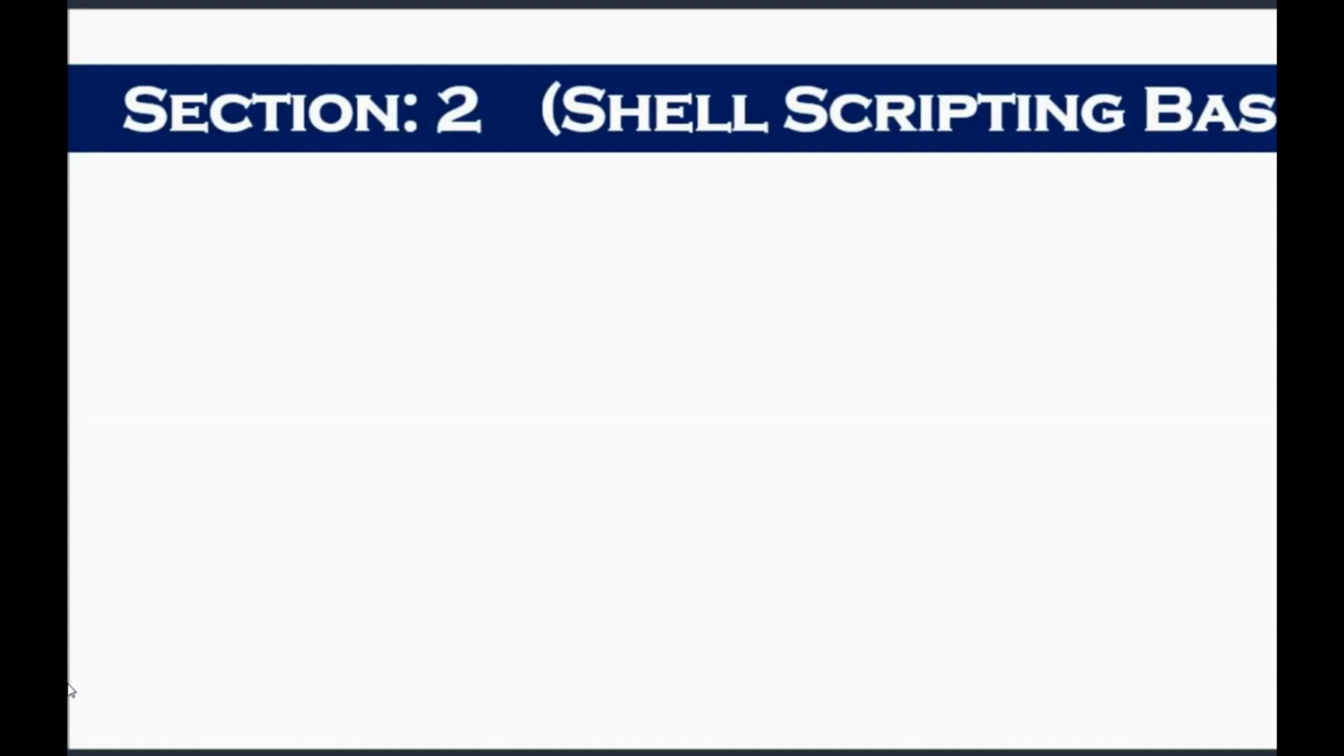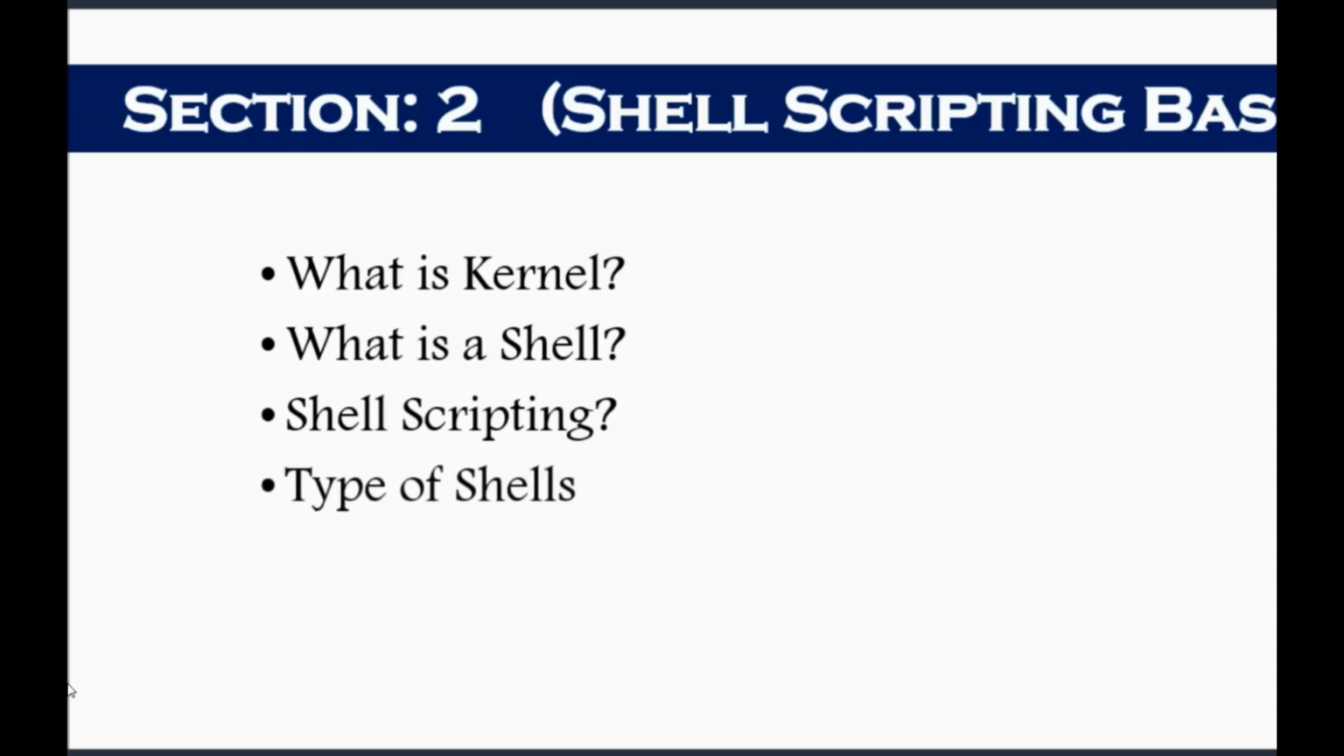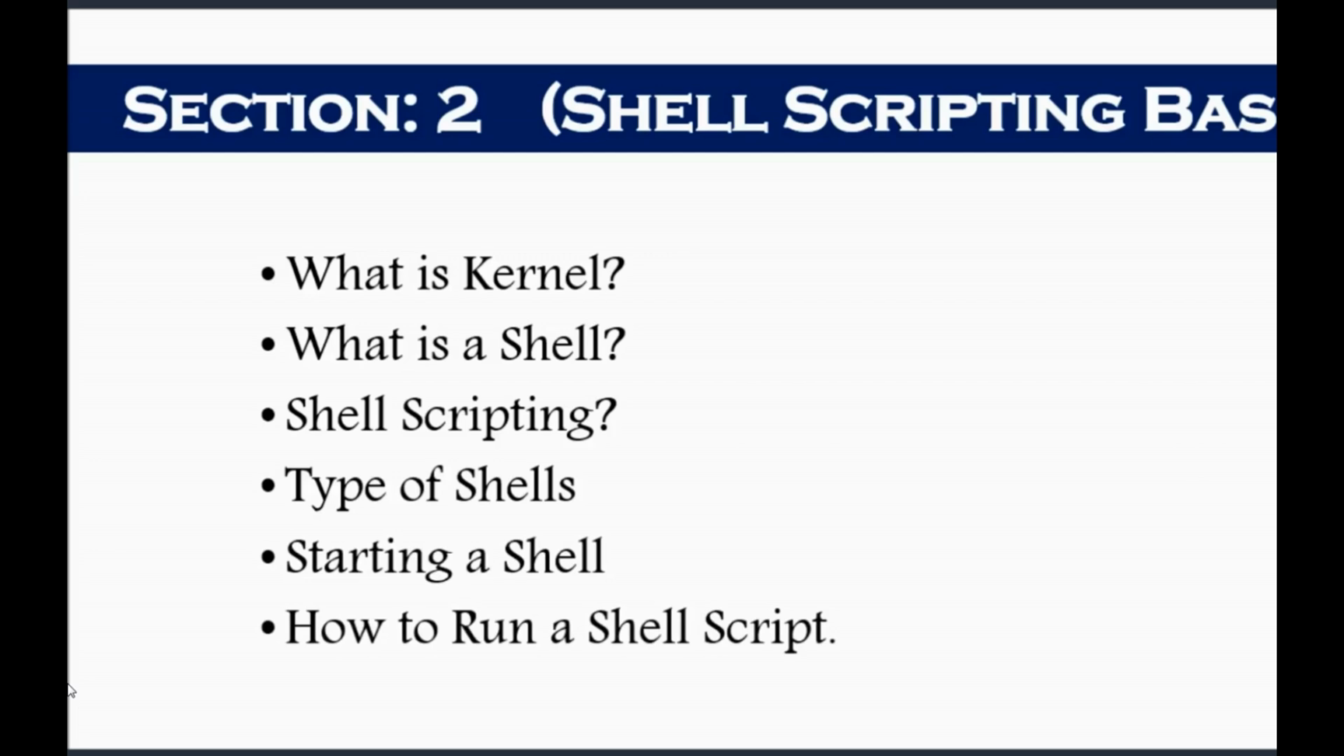In section 2, we'll start off with shell scripting basics, starting with the kernel and how the kernel interacts with the shell. What is a shell? Shell scripting, how does it come along, and how can we take advantage of it? What are the different types of shells? Of course, there are tons of different shells: Z shell, K shell, C shell, Bash shell. What is our focus in this class? Of course, our focus is Bash scripting, but I will cover other shells as well. Starting a shell, and how to run a shell script. Then moving on to section 3.